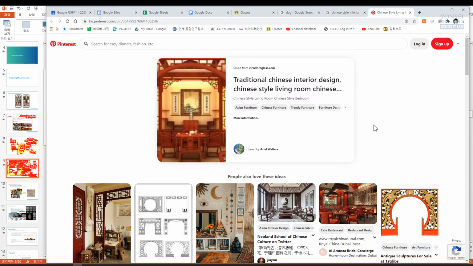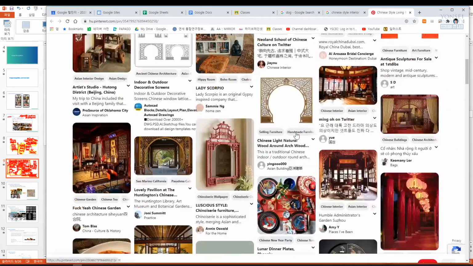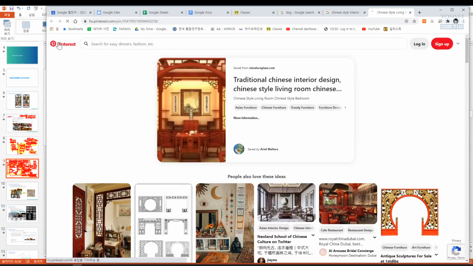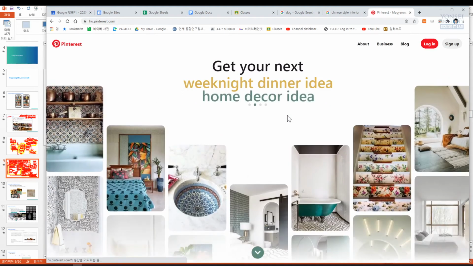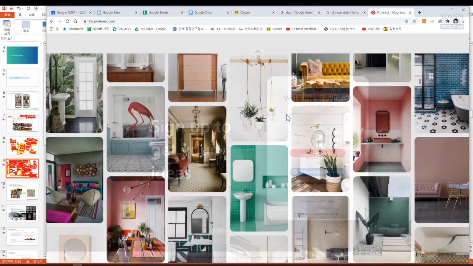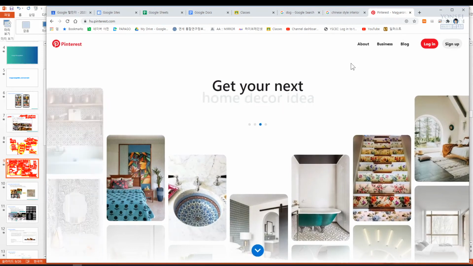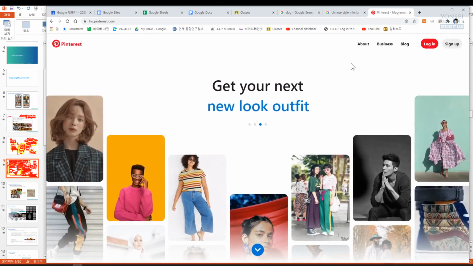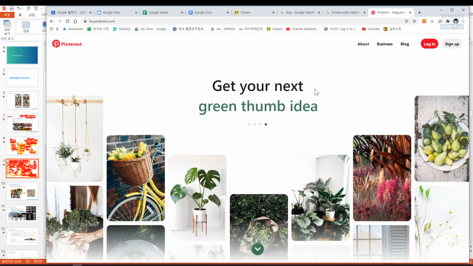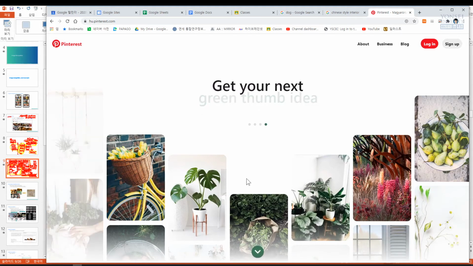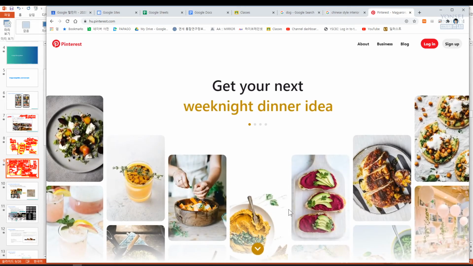On Pinterest, you can classify your own design interest and then find out something like this. If you open Pinterest.com, you can put your category. For example, if you're interested in interior design, this one may show you very nicely generated interior design. If you're interested in young women's fashion design, this one will show you that. If you're interested in gardening, this one shows you an amount of plant and gardening related decoration images.